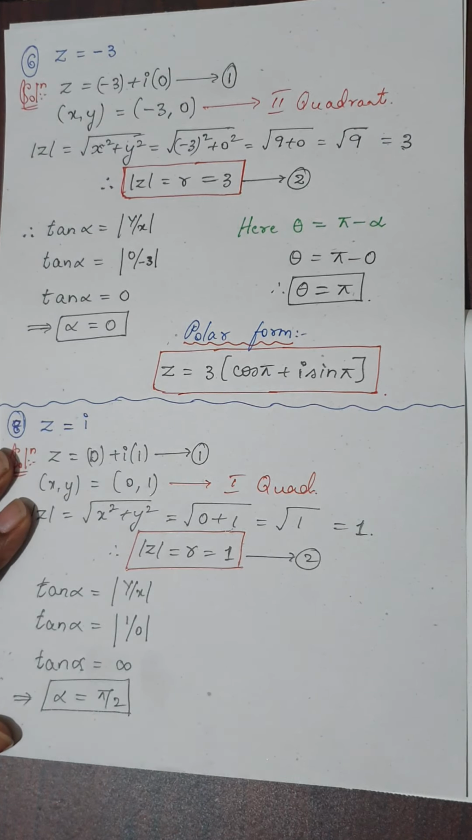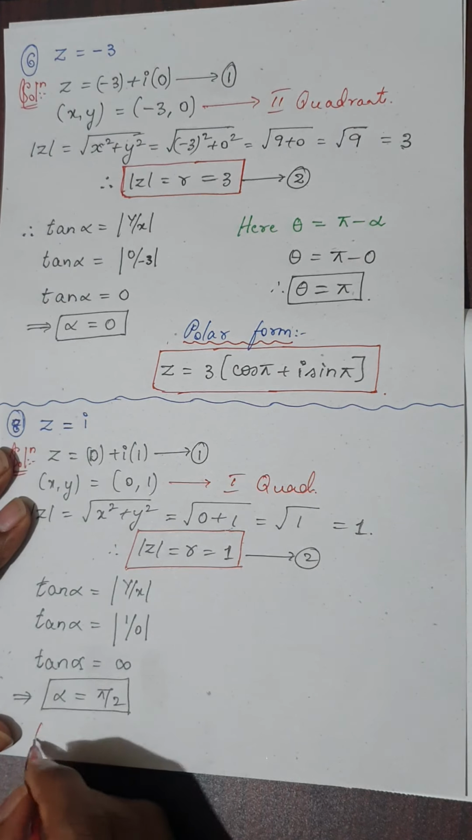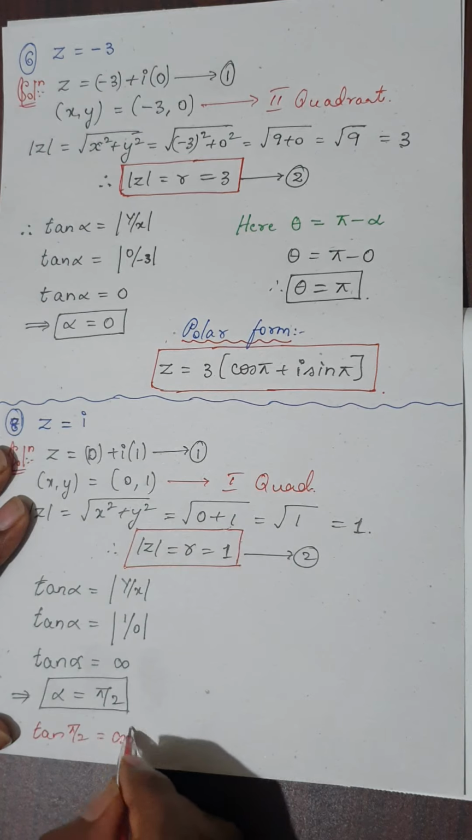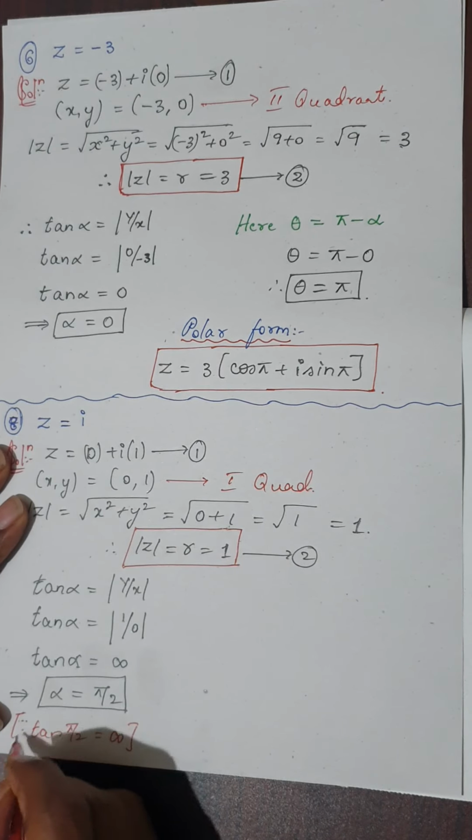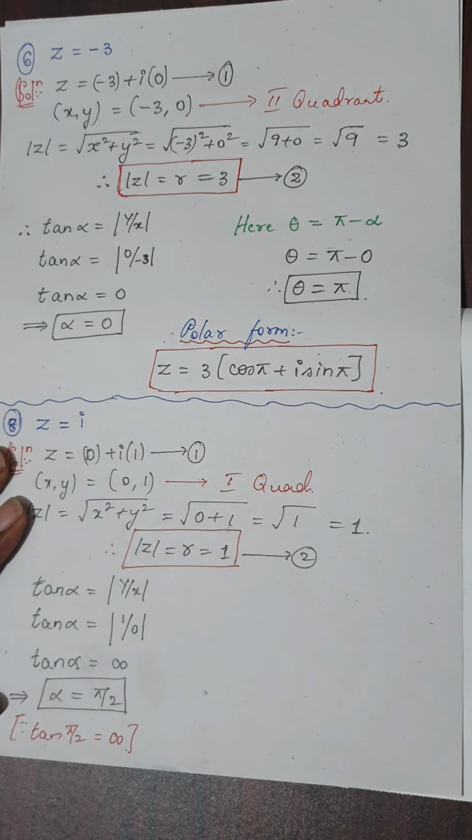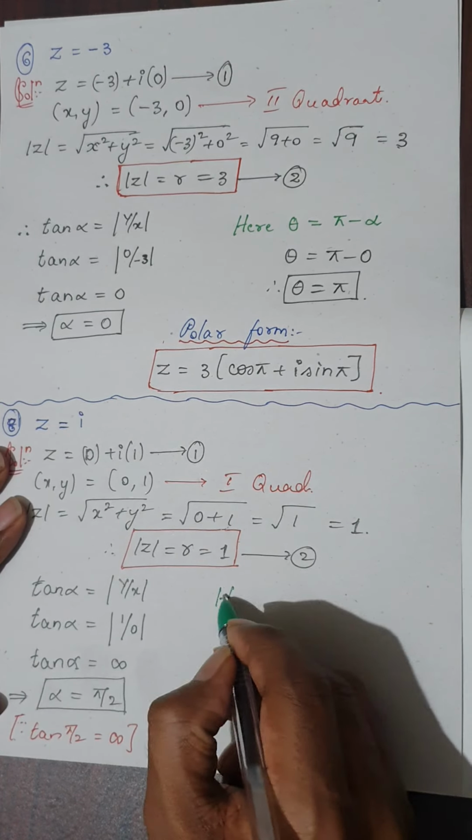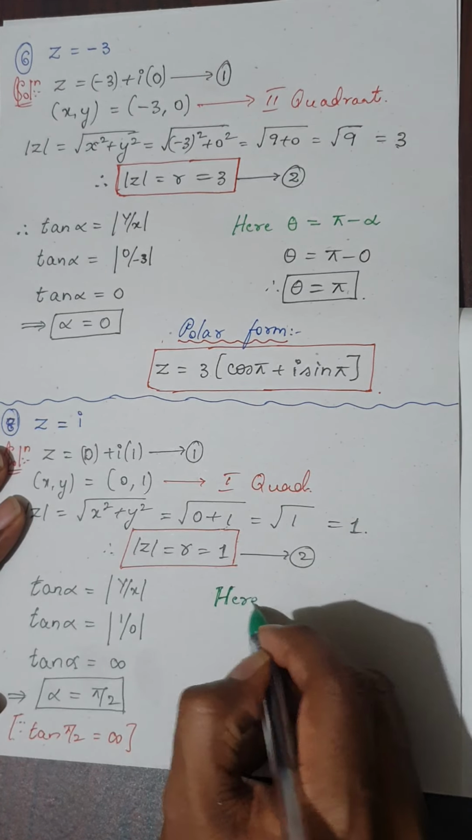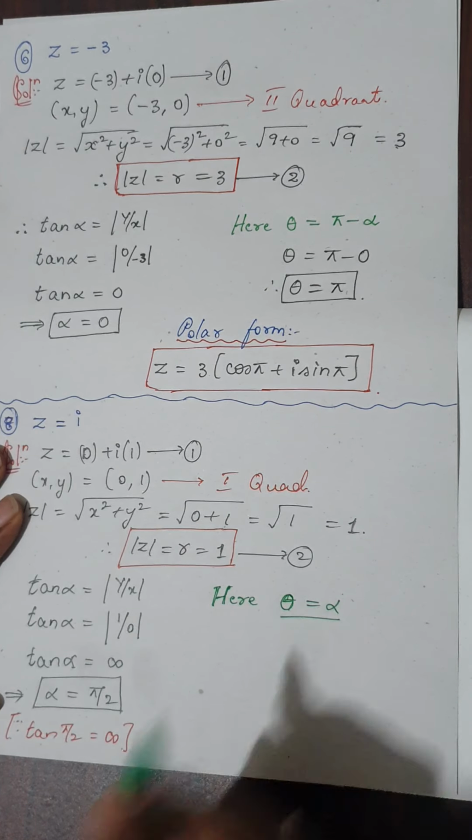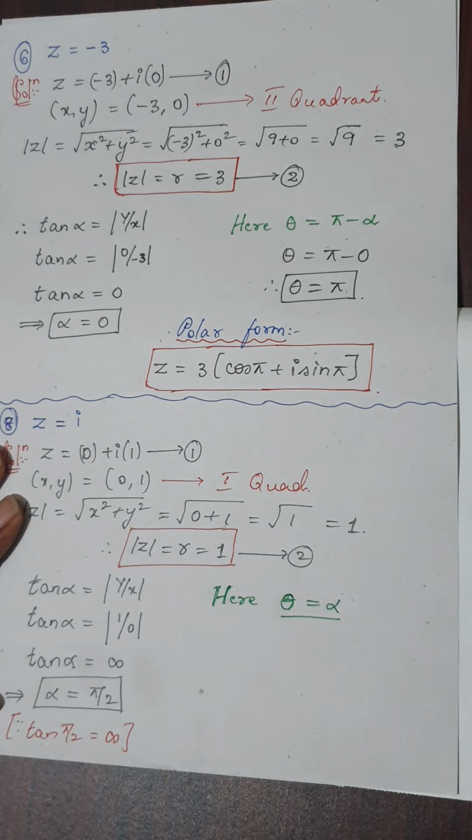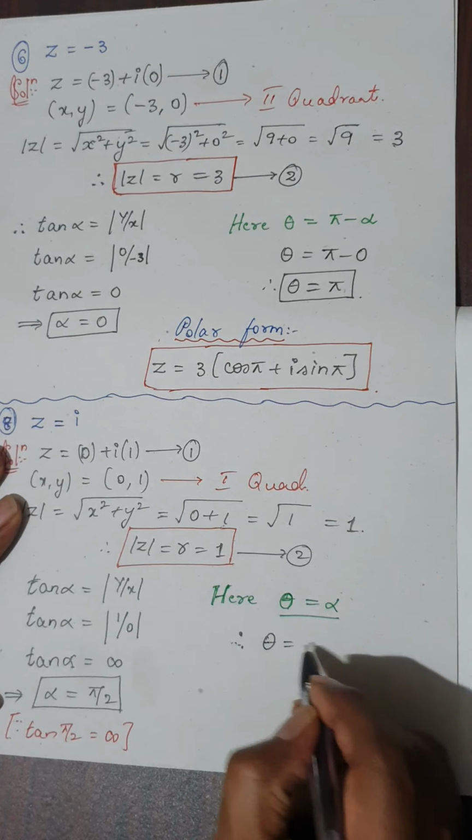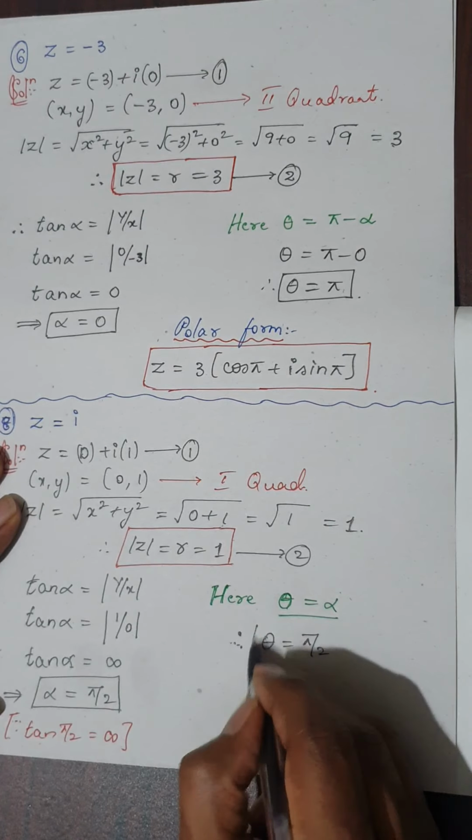Why did I write this? Because you should remember, tan 90 is equal to infinity. I am just using this result, tan 90 is equal to infinity. Okay, and remember again, this is which quadrant? First quadrant. In the first quadrant, theta value is same as alpha value. Okay, so that means therefore my theta value would be nothing but pi by 2.